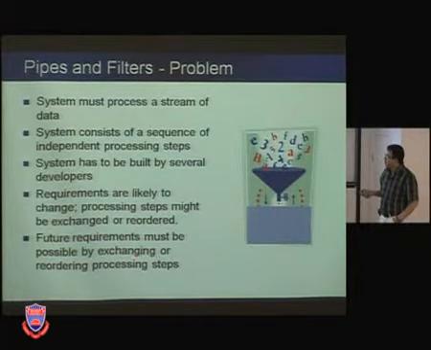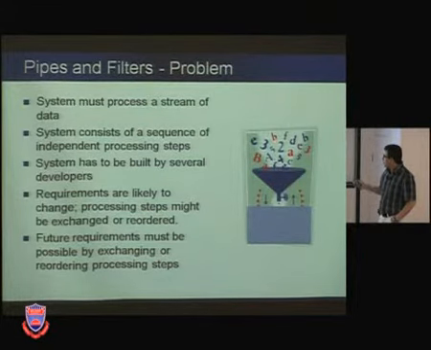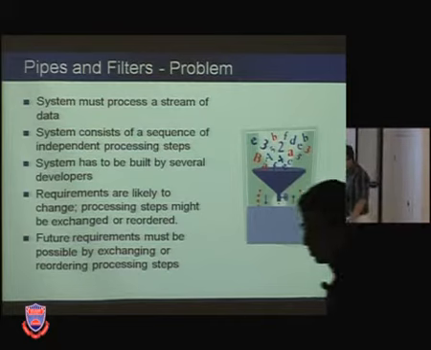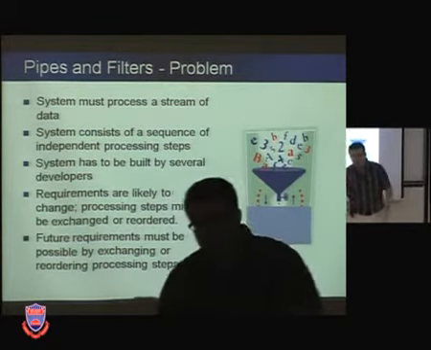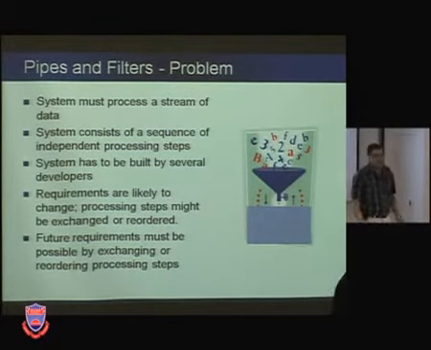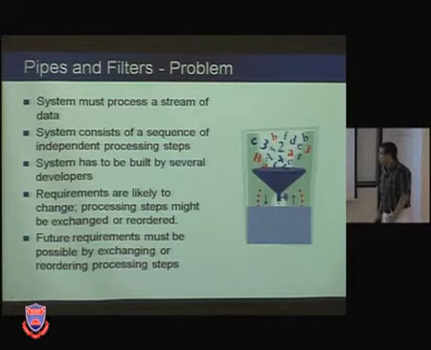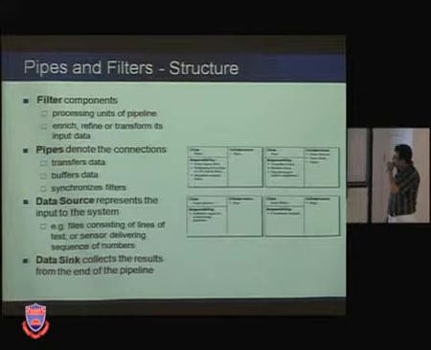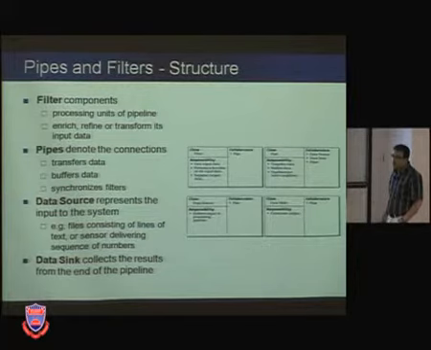Future requirements must be possible by exchanging or reordering processing steps. So a stream of data must be processed by some components, and the ordering can change. If you have such a kind of application, you might think of applying a pipes and filters pattern. The pipes and filters pattern consists of 4 components.